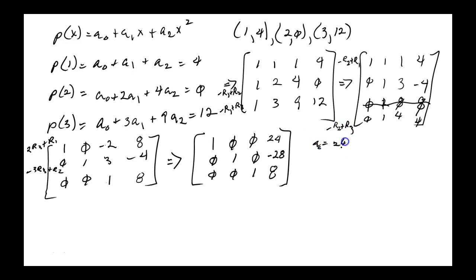So here what we have, a0 equal 24, a1, that's what the second column represents, is equal to minus 28, and a2, that's what the third column represents, that's equal to 8. So what does that mean? Here's our polynomial. P of x is equal to 24 minus 28x plus 8x squared.